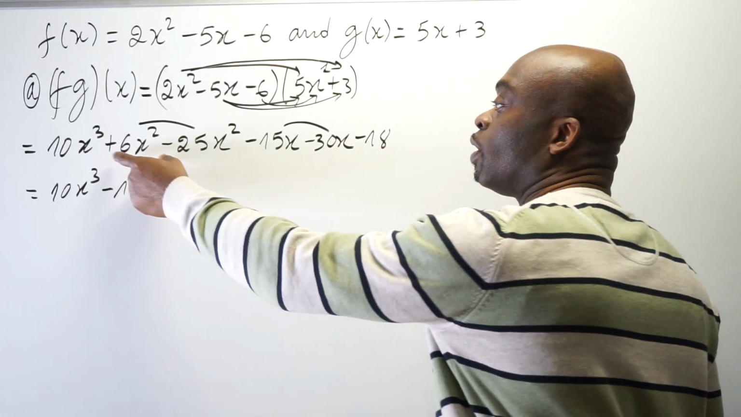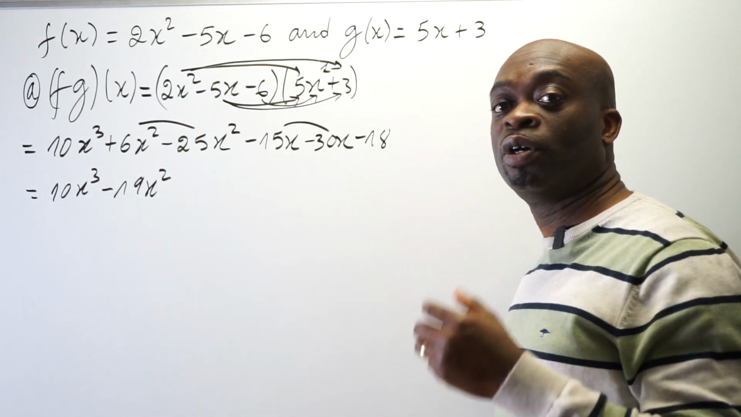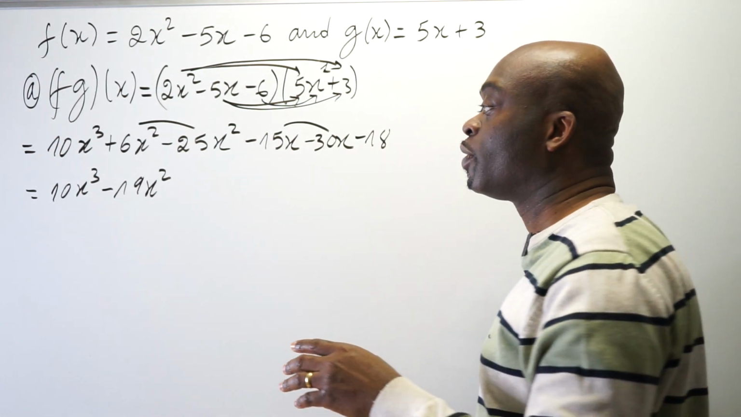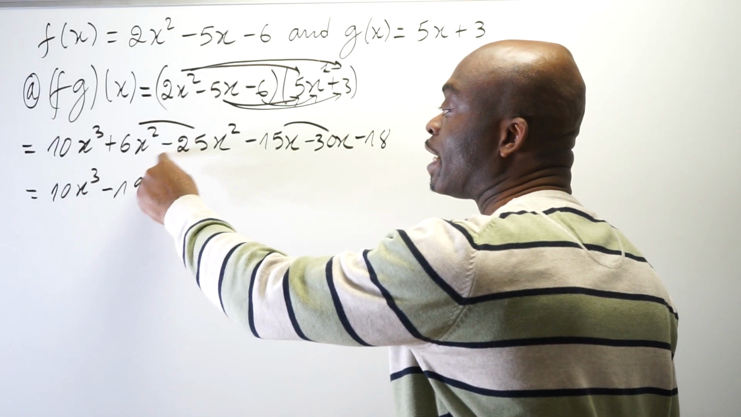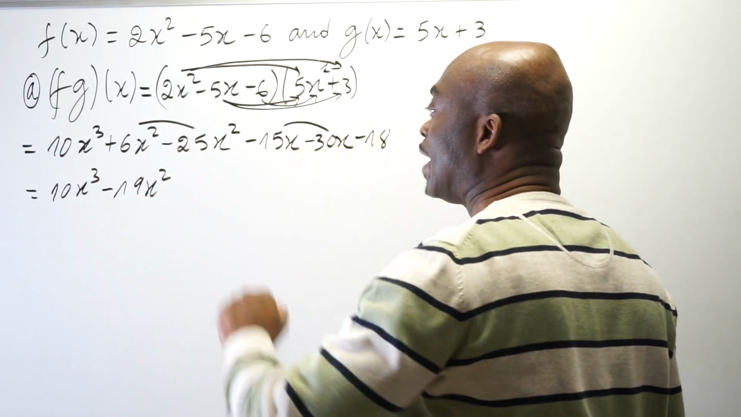Okay, because remember, when one is positive, the other is negative, what do we do? We subtract and keep the sign of the highest number. So that's how we subtract 6 from 25, we get 19, and the sign of the highest number is negative. So that's why we have negative 19.